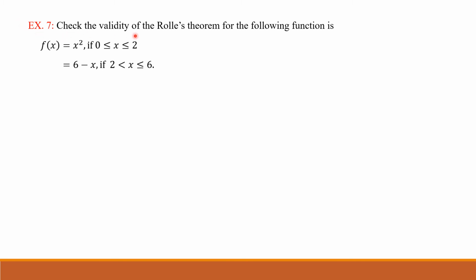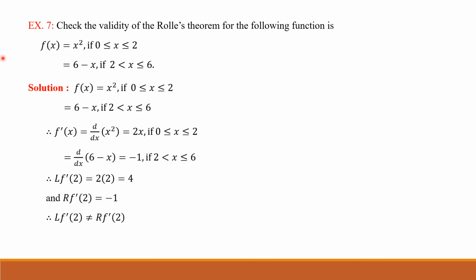Example number 7. Check the validity of Rolle's theorem for the following function: f of x equal to x square if 0 is less than or equal to x less than or equal to 2, equal to 6 minus x if 2 is less than x less than or equal to 6. Solution. f of x equal to x square if 0 is less than or equal to x less than 2, equal to 6 minus x if 2 is less than x less than or equal to 6.